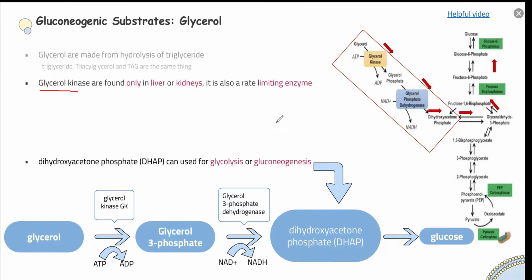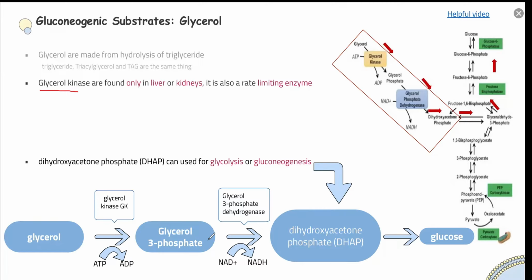Glycerol kinase is the enzyme involved in the conversion of glycerol to glycerol 3-phosphate. It adds a phosphate group to the glycerol, and of course here we see that 1 ATP is utilized to generate glycerol phosphate. So it's a kinase enzyme.